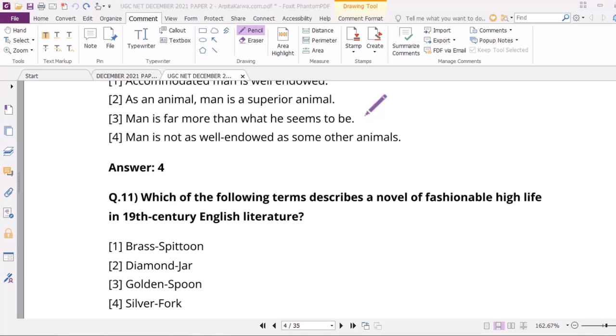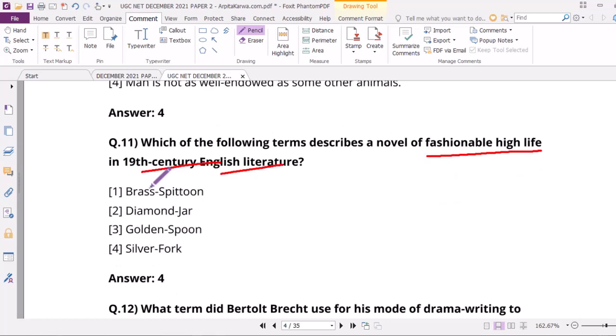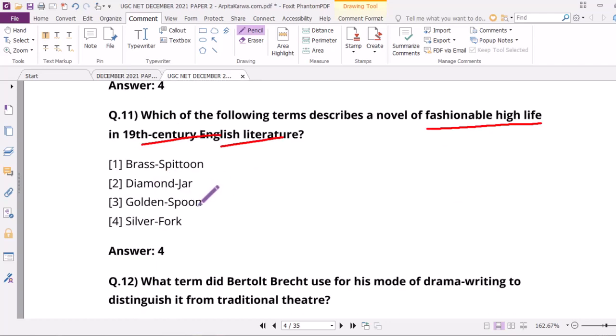Okay, so the question says, which of the following terms describe a novel of fashionable high life? Fashionable high life in 19th century English literature, okay? This is what it asks. So, जो fashionable novels थे, they were also called silver fork novels and they were a 19th century genre of literature that depicted the lives of the upper class and the aristocracy, okay? They were called silver fork novels. So the correct answer in this is number 4, silver fork.